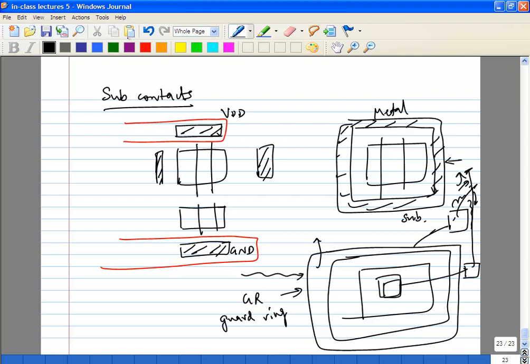That means apart from ground we should have two more, one for substrate, one for guard ring. Apart from what? Apart from normal ground. Okay, that will be your best choice.